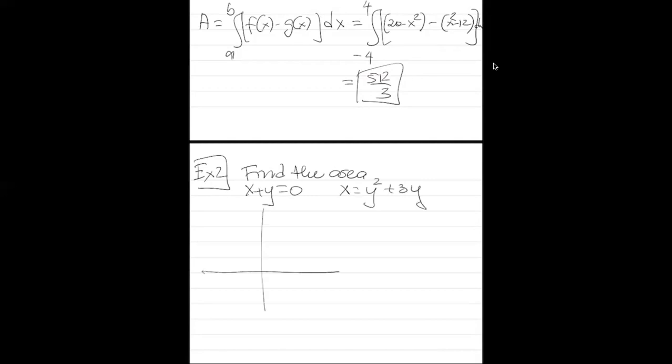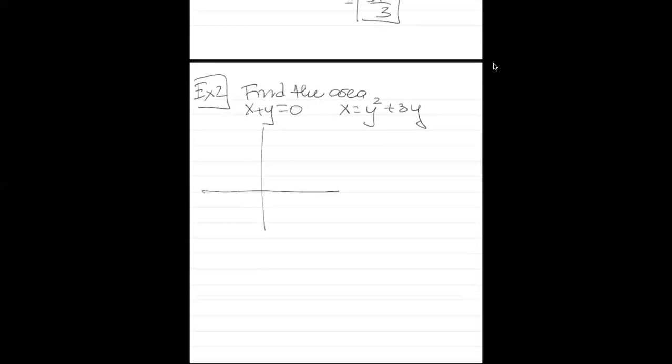Example 2. This time the region will be a little different. Find the area, same thing, bounded by the curves x plus y equals 0 and the other curve, x equals y squared plus 3y. Always helpful to draw a picture. So even though your test is online, you should draw a picture of your graph to see the region, because in this case, we'll see the region will have curves from the left and right.